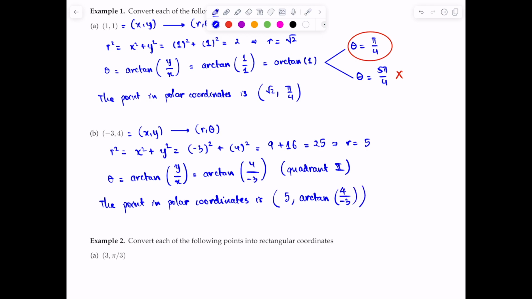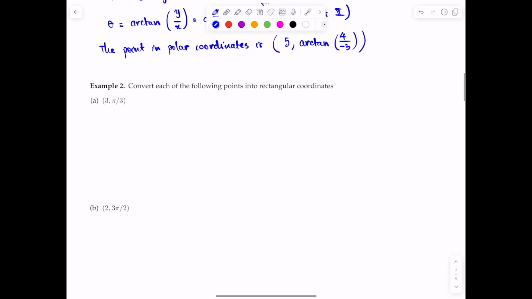Now in the last two examples, we converted a point from the rectangular coordinate system to the polar coordinate system. In the next example, we're going to convert the point from the polar coordinate system to the rectangular coordinate system. So here the point is given to you, that is 3 comma pi over 3. So this is r comma theta, and you want to convert this to x comma y.